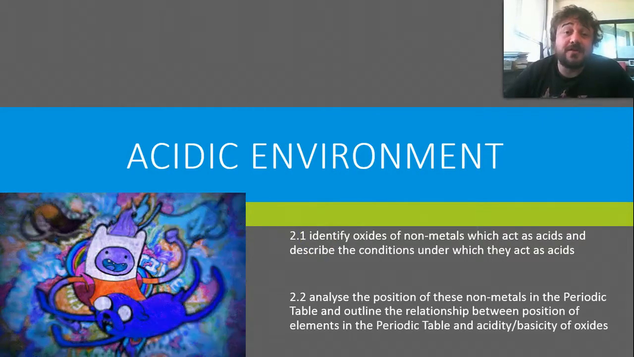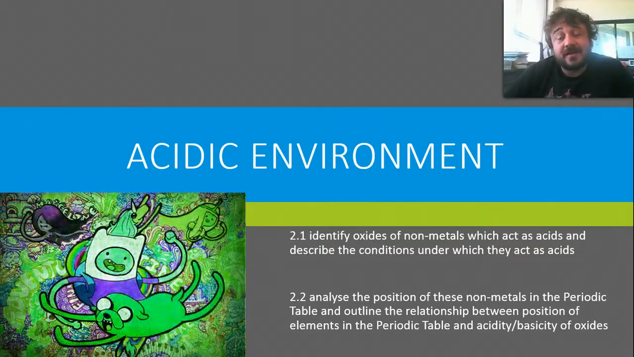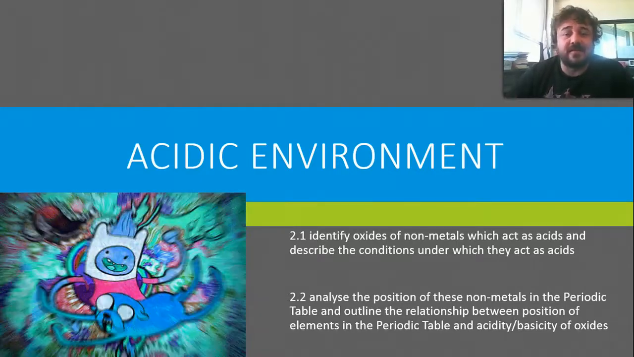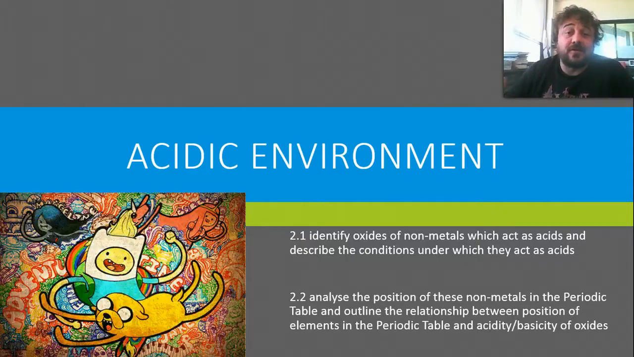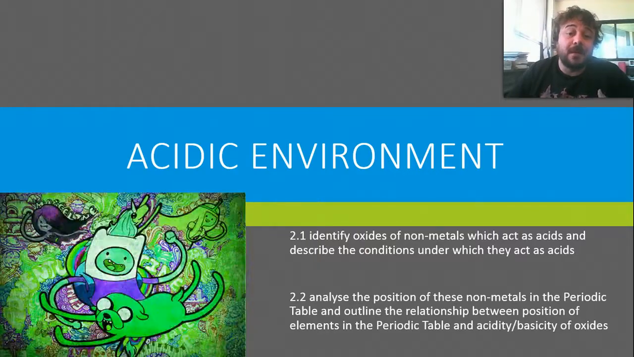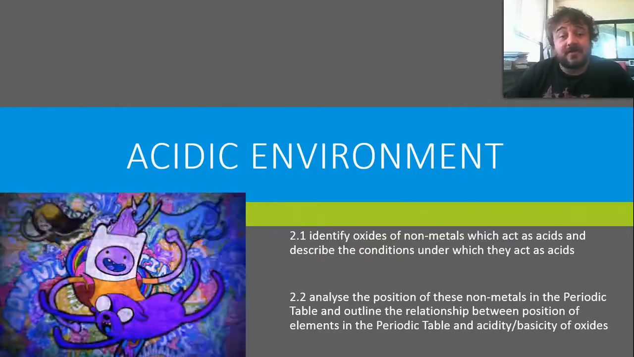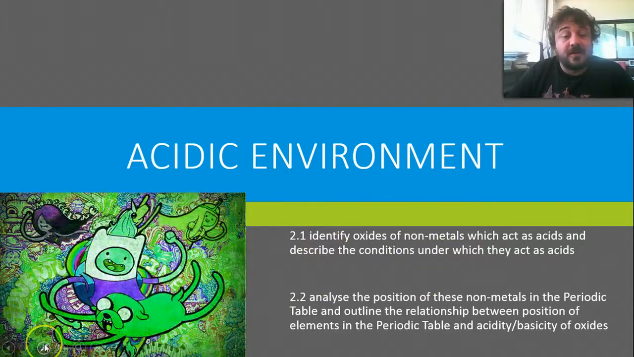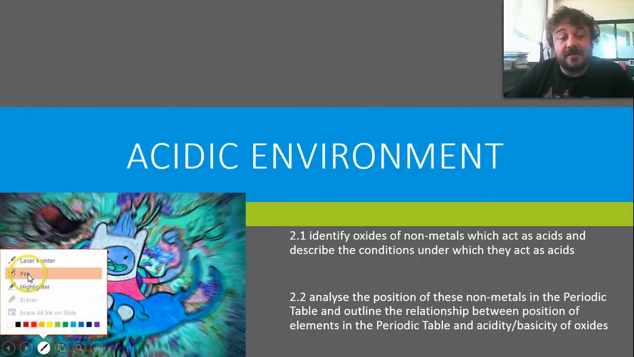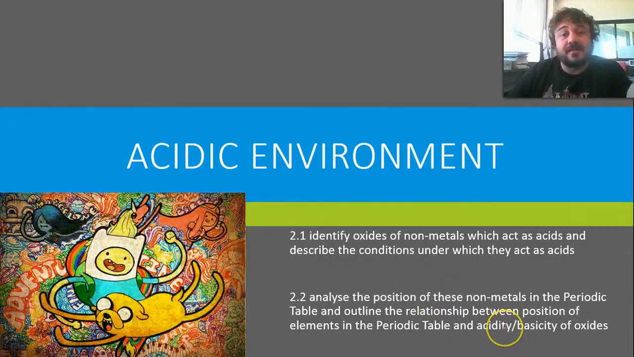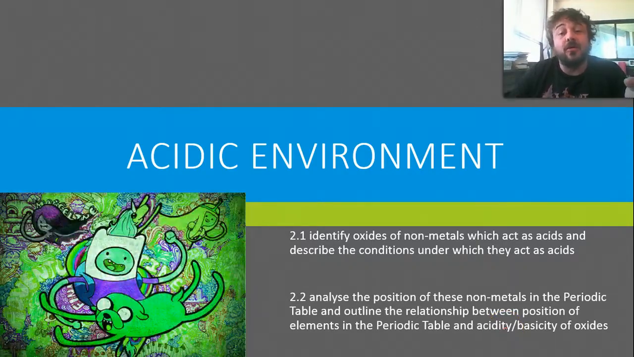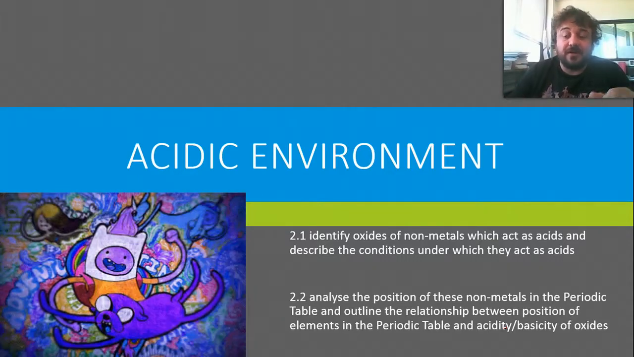Alright, nerds, so here we are to talk about acids, and in particular, today we start on our environmental aspects of acids, like how when acids enter our environment they can cause problems. And we'll allude to one of those today. Basically, the dot points today are to identify oxides of nonmetals as acids, and to be honest, metals as bases. And we also want to analyze the position. So, how does their position on the periodic table affect the acidity or basicity of their oxides?